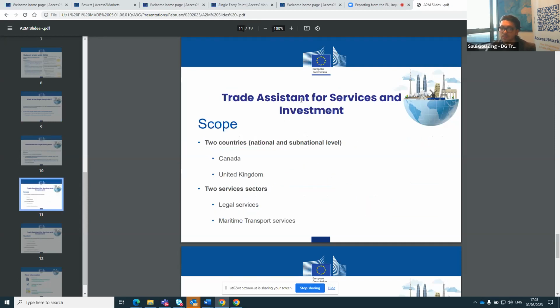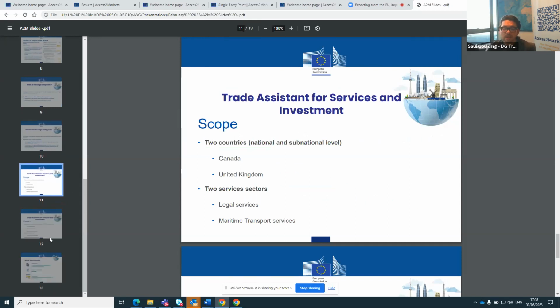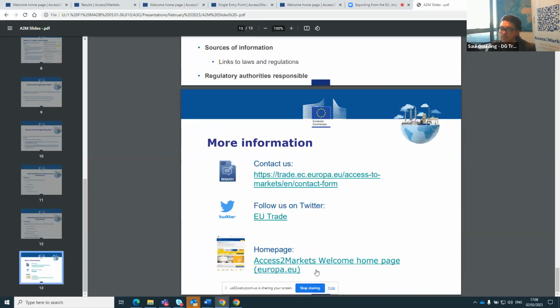Our colleague Thibault will explain our trade assistant for services and investments, and our colleague Jakob will introduce the procurement tool. And just a bit of the information we have here, we have a contact form which is freely available to use to contact us. We are also online. And without further ado, we can go to the welcome page.